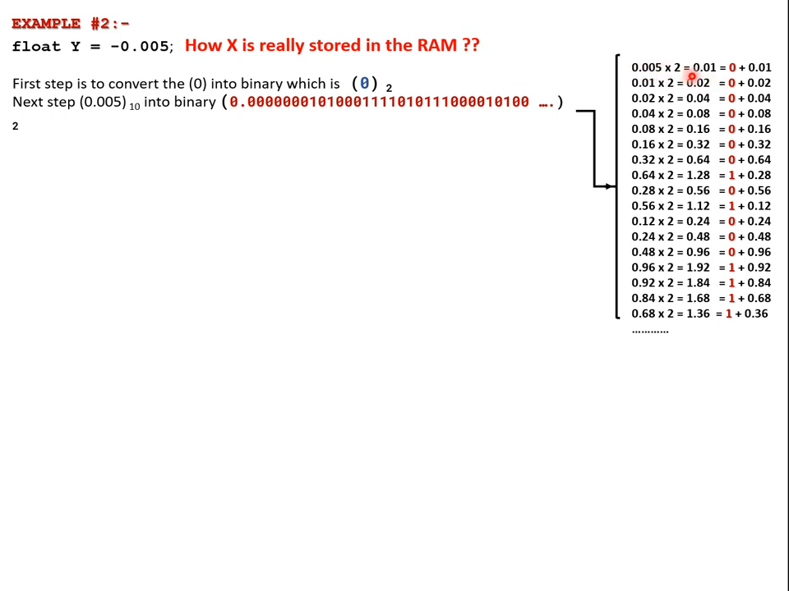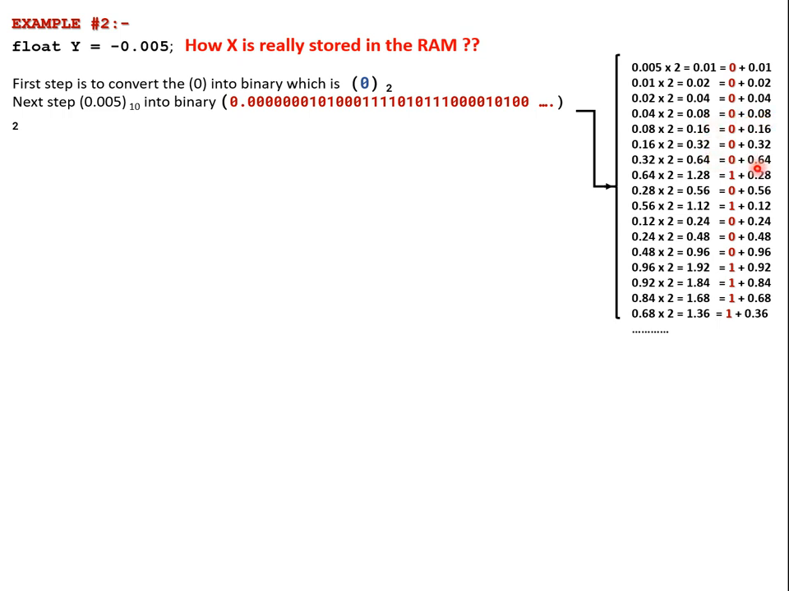0.005 times 2 equals 0.01. We will take the part after the point, which is 0, we put it here, and we add 0.01. Total will be this one. Now, 0.01 times 2 equals 0.02. After the point is 0, we put it right here, plus 0.02. Now, 0.02 times 2 gonna be 0.04, which is 0 plus 0.04. Now, 0.04 times 2 gonna be 0.08, so it's gonna be 0 plus 0.08, etc.